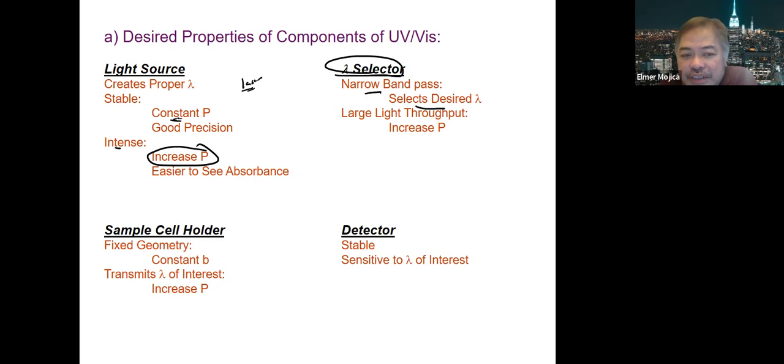Why do you need to increase the power? Anyone? What happens if it's not powerful? What happens if your P is not so high? Most likely the interaction with matter is not good enough. That's the reason why you need it to be a little bit powerful.